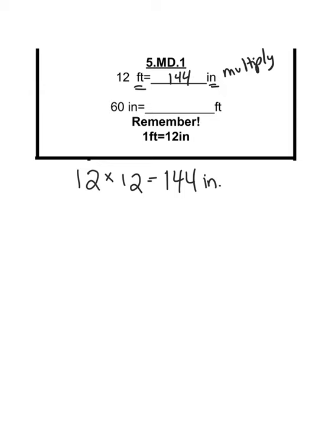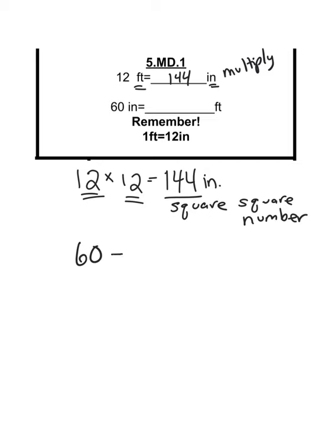And what do you guys notice about this number? Do you notice that both of the factors are the same? That means that 144 is a special kind of number called a square number. Fun fact for you.